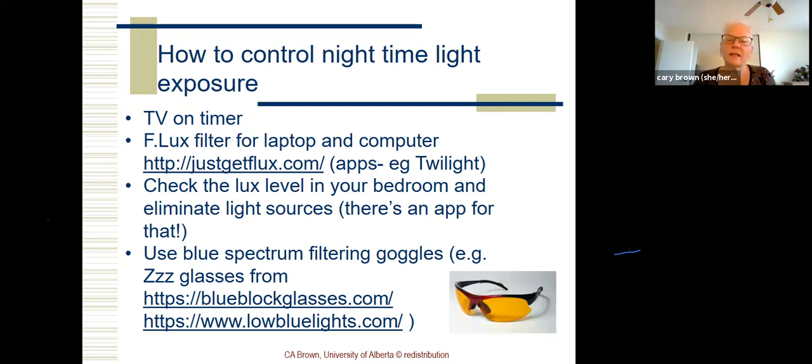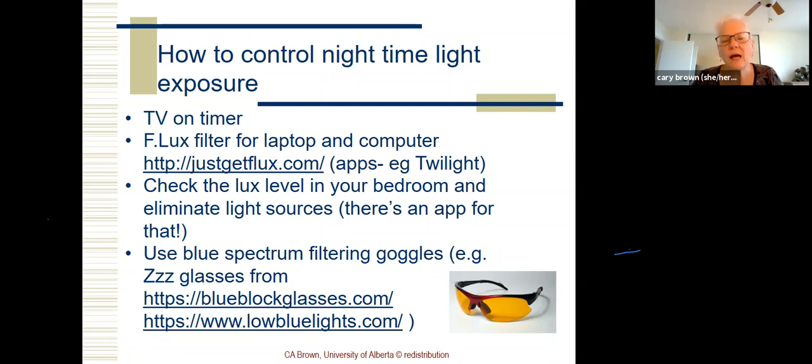Sometimes just checking the lux level in the bedroom really helps people a lot. And people's kids like to do this. So if you have clients who need some sleep police, kids are great for that.